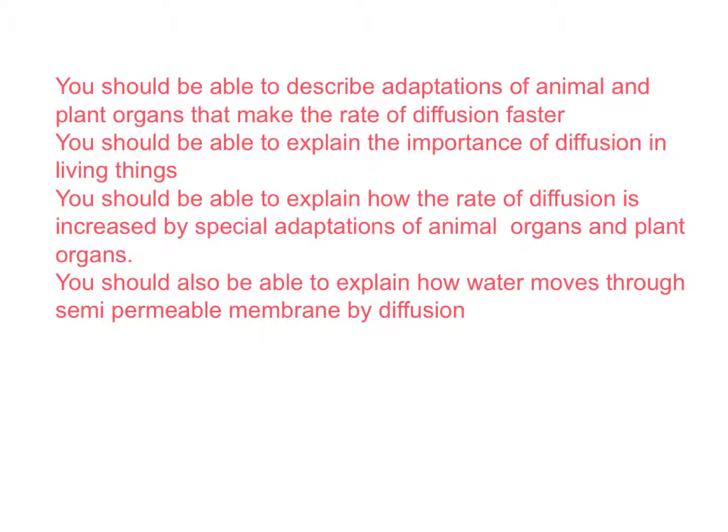It allows you to take the oxygen in at a faster rate, and it is important for living things to survive. For example, removing carbon dioxide as a waste product, and it only moves out of the lungs when it's breathed out by diffusion from the blood into the lungs. You should also be able to explain how the rate of diffusion is increased by special adaptations of animal organs and plant organs. This is explaining, here it's describing. You should also be able to explain how water moves through a semi-permeable membrane by diffusion.